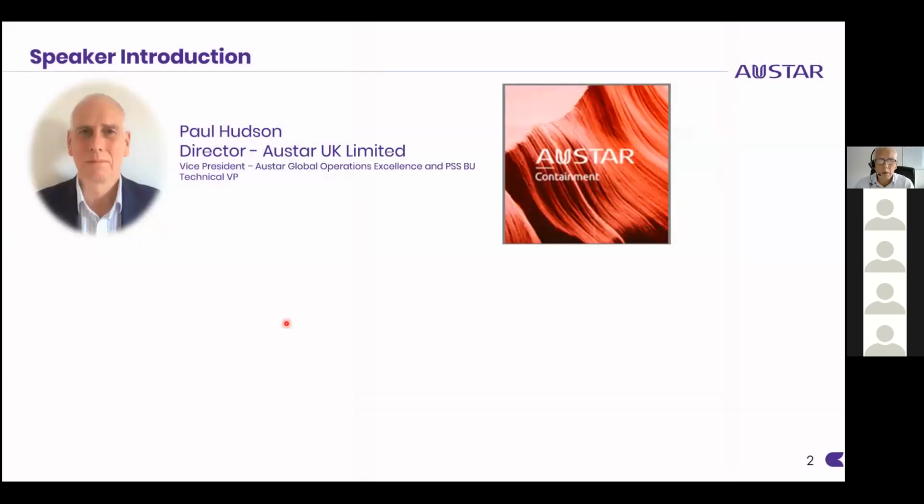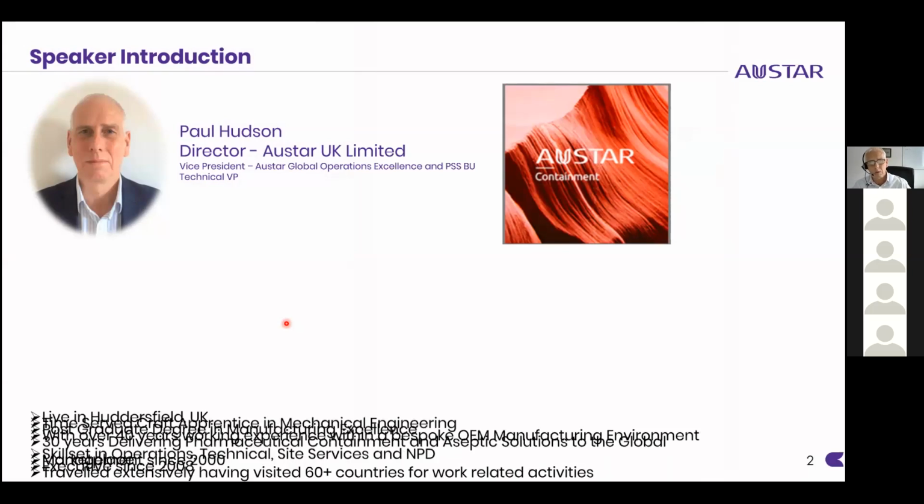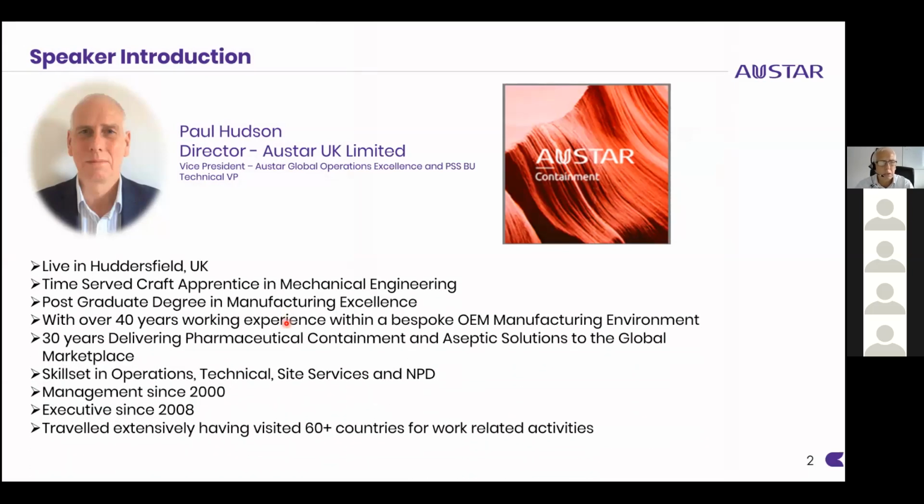Okay, my name is Paul Hudson. I'm the director of Austar UK Limited. I'm also the vice president of Austar for Global Operations Excellence and also the technical VP for my business unit. I live in a place called Huddersfield in the UK.